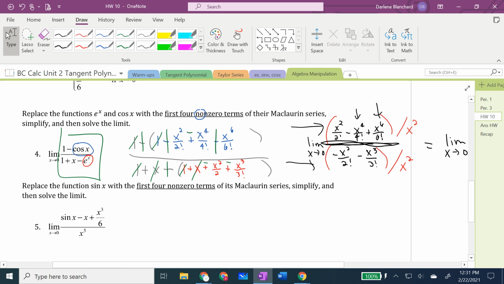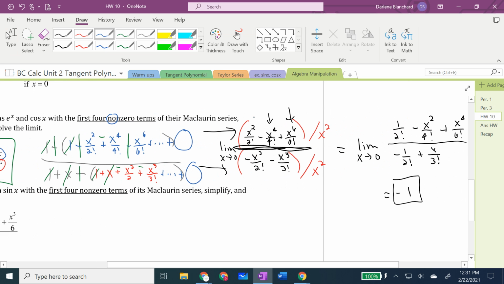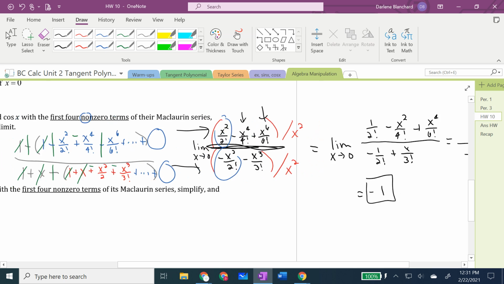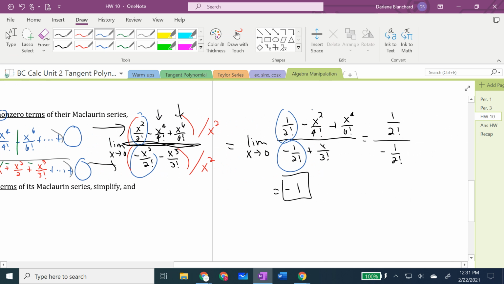And I want you to also recognize that while this only asked you for the first 4 non-zero terms, do you see that you could have looked at all infinite terms? You could have done a plus dot dot dot plus and then done a general formula. But every single term after each of these, let me go over here. Every single term from here on out will be 0 when you plug it in.